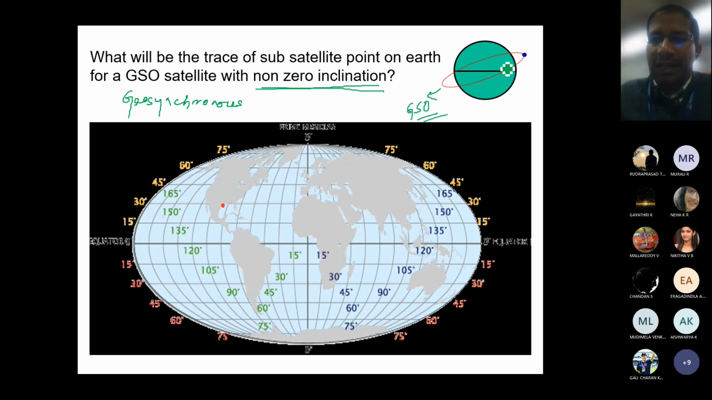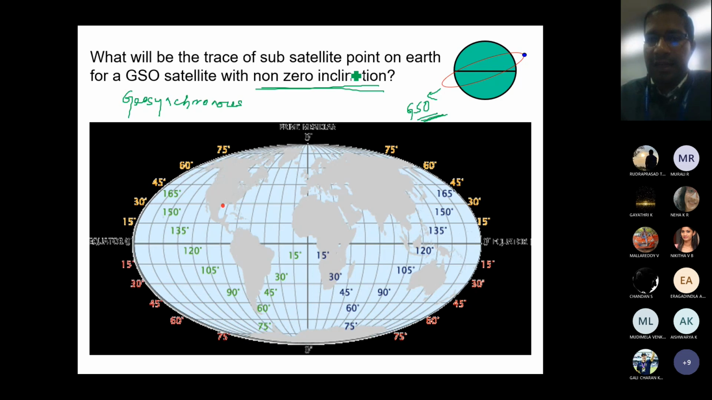That means the relative motion between any point on the surface of the Earth with respect to the satellite will be zero. I repeat, in case of a geostationary orbit satellite, the relative motion between any point on the surface of the Earth and the satellite is zero, because they will not move, they will be stationary. Correct? But since the inclination is given, it has been asked what will be the trace of the sub-satellite point.